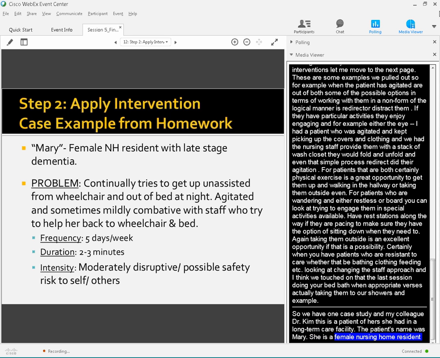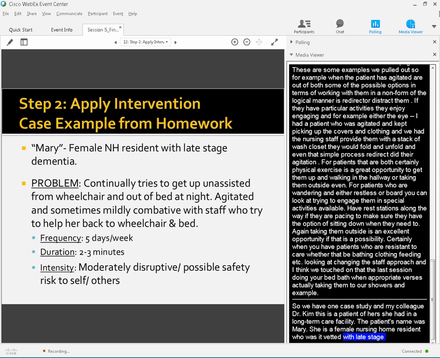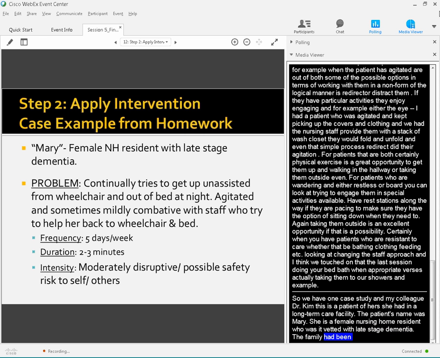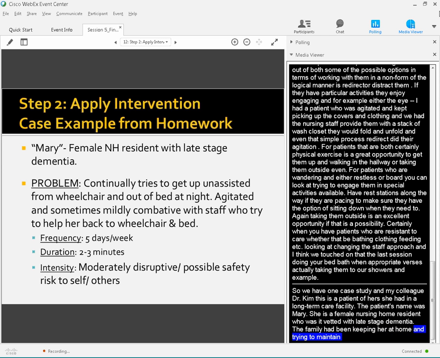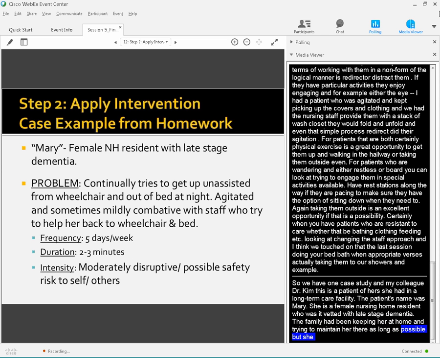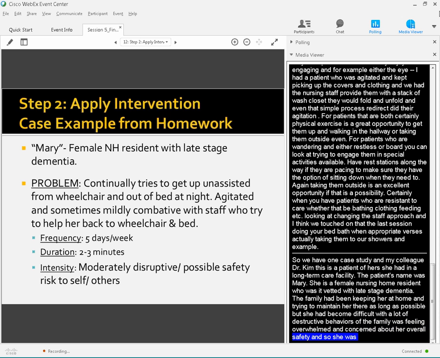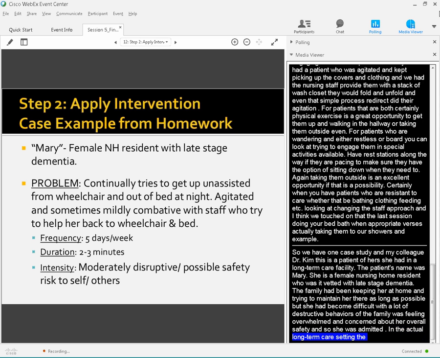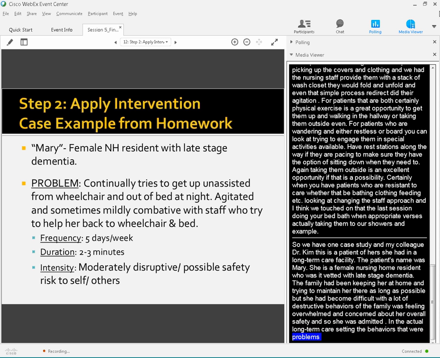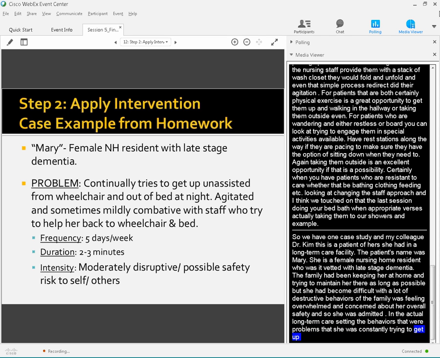The family had been keeping her at home and trying to maintain her there as long as possible, but she had become pretty difficult with a lot of disruptive behaviors, and so the family was feeling overwhelmed and concerned about her overall safety, and so she was admitted. And in the actual long-term care setting, the behaviors that were causing some problems is that she was constantly trying to get up unassisted from her wheelchair and out of bed at night. And this is a patient who did not have a stable gait and was definitely a fall risk.